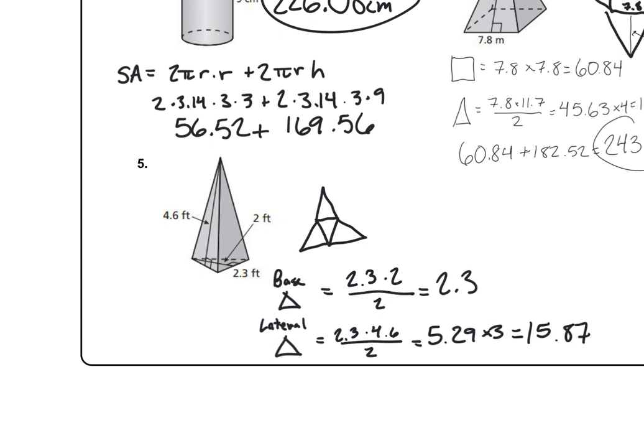To get my total surface area, 2.3 plus 15.87. I'm going to get an answer of 18.17 feet squared.